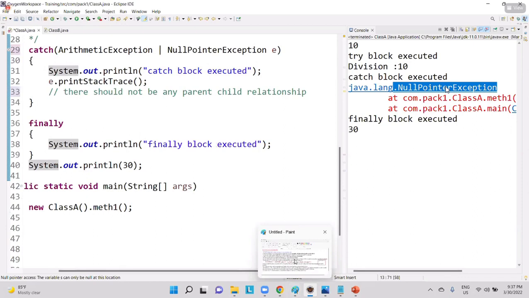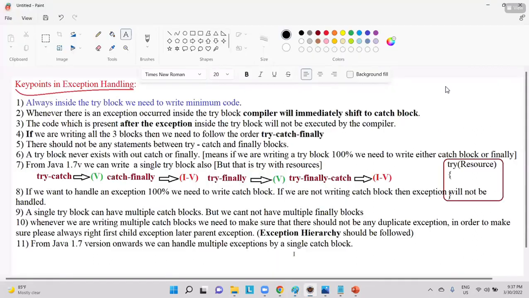Now, guys, are your doubts related to exception handling cleared? Alpesh, Anchal, please tell me. Is it clear, guys? That is good.